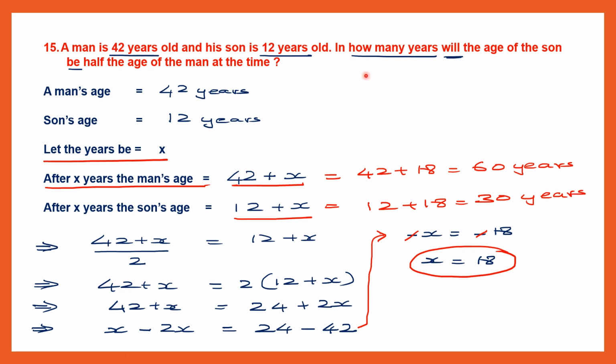Now let's check with the question whether this is correct. They're asking in how many years will the age of the son be half the age of the man. So the son's age here is 30. His father's is 60. So the son is half that of the father. And this happens after how many years? After 18 years. So that is our answer.